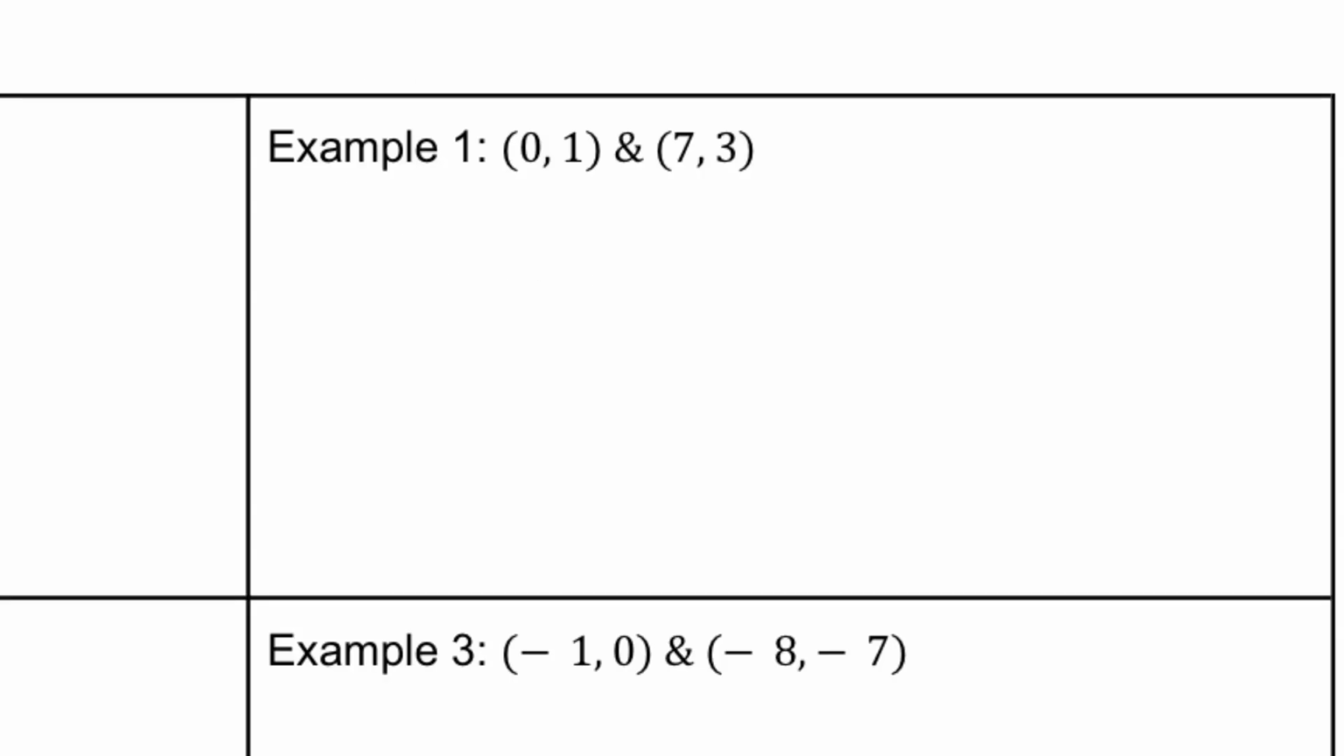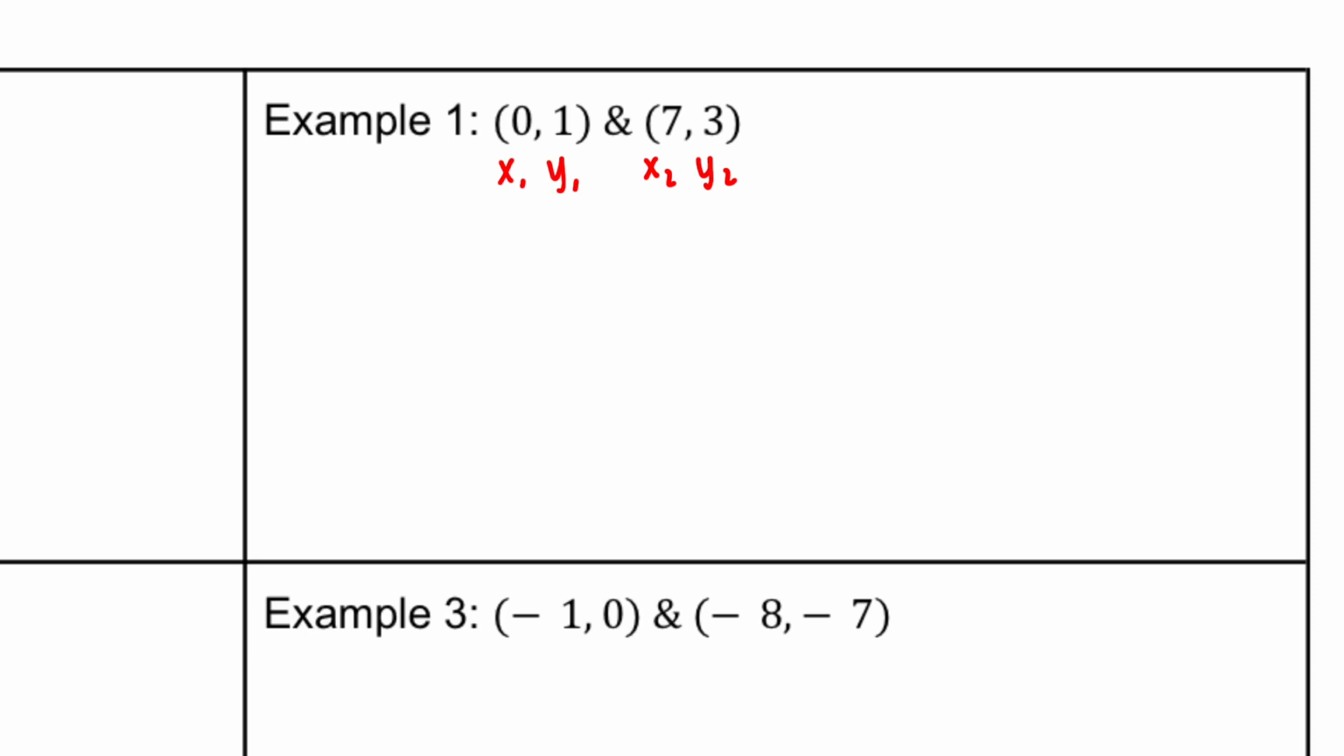So for example 1, I'm finding the distance between (0, 1) and (7, 3). So the first thing I want to do is label these points. I'm going to label (0, 1) as x1, y1. And I'm going to label (7, 3) as x2, y2. So I am going to go ahead and rewrite that formula again. Remember, it's the square root of (x2 minus x1) squared plus (y2 minus y1) squared. And I'm going to show you where we plug all of these different things in.